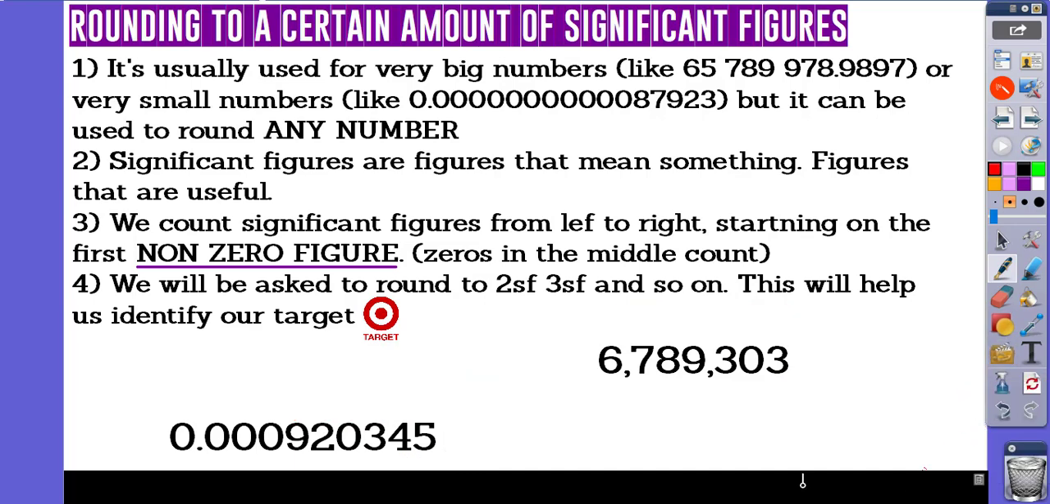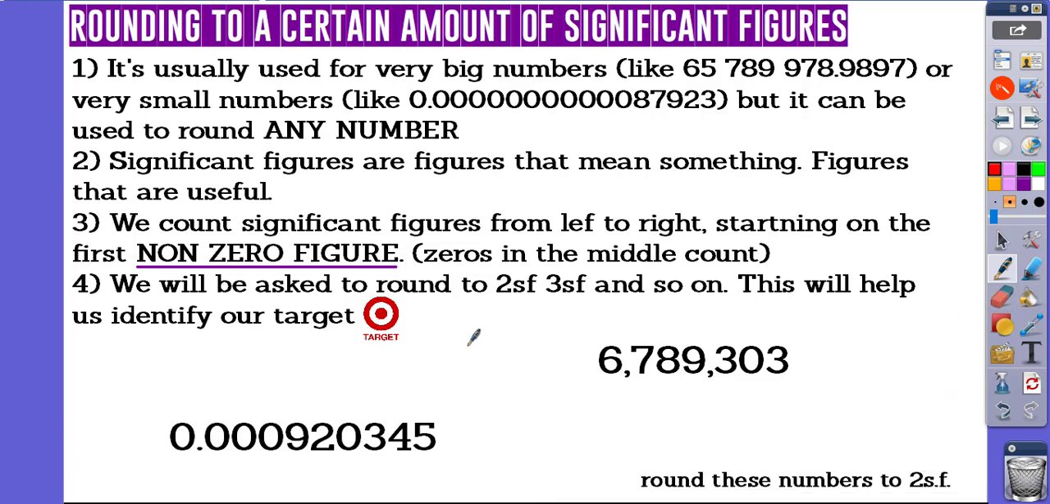to 2 significant figures. So the target, if we have to round to 2 significant figures, we said that 9 was the first one and 2 is the second one. So the target will be in our second significant figure. And the procedure is exactly the same as before. As this is my target, I have to look at the number to the right. As the number to the right is smaller than 5, it's 0, this number stays the same. All the zeros belong to the number, right?